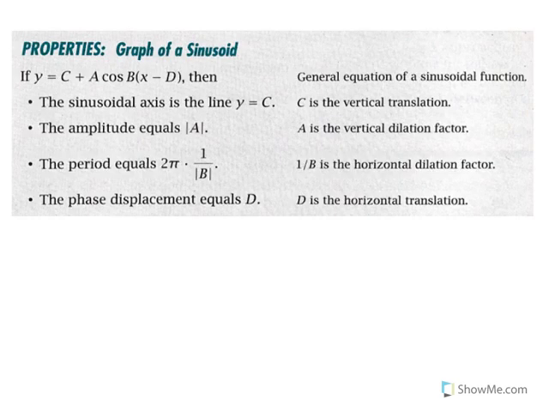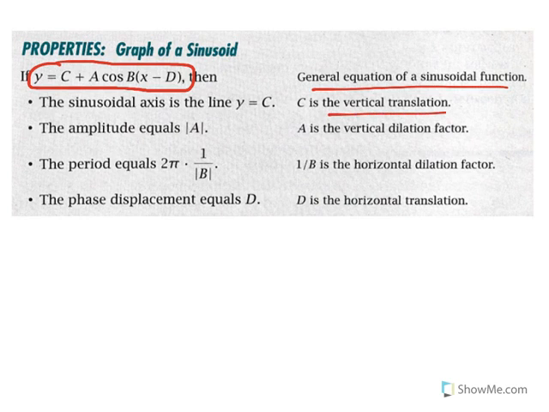Here we have a summary of what we just discussed. If you have a function of the form y is equal to c plus a times cosine of b times x minus d, or it could be sine as well, this is called the general equation of a sinusoidal function, and a, b, c, and d are called the parameters. As we discussed, the parameter c will give you a vertical translation, and the midline axis or the sinusoidal axis will be the line y is equal to c.